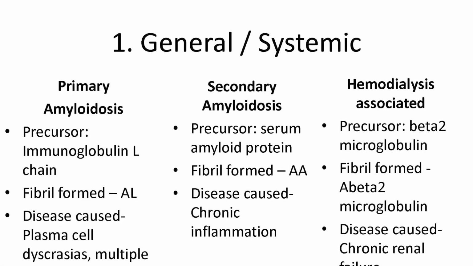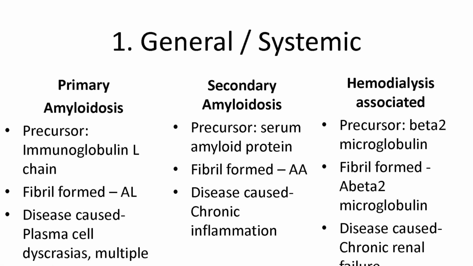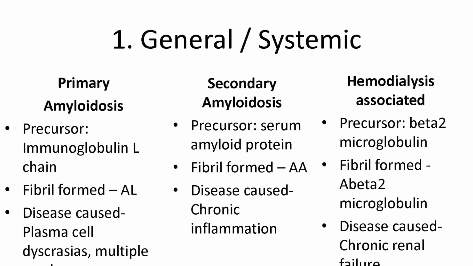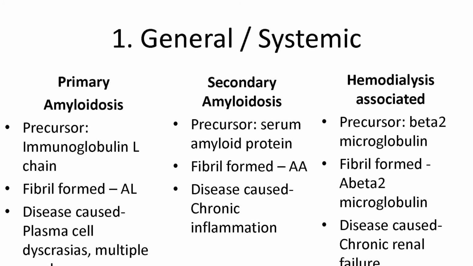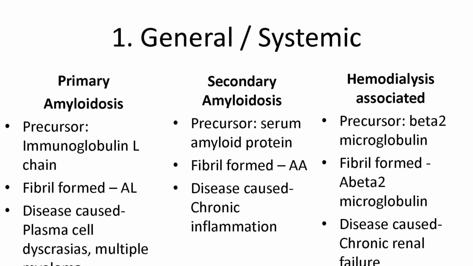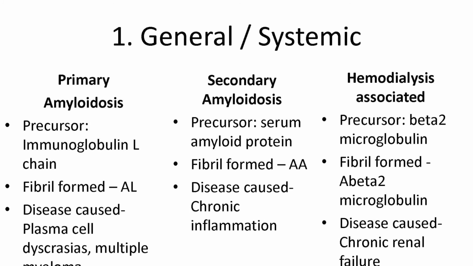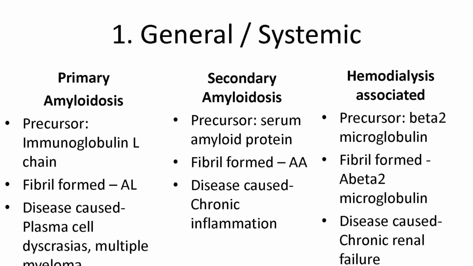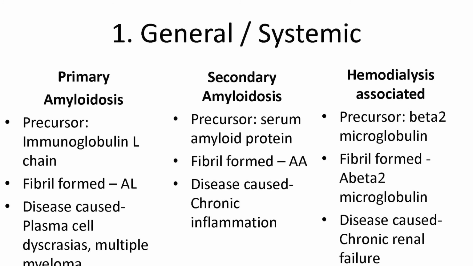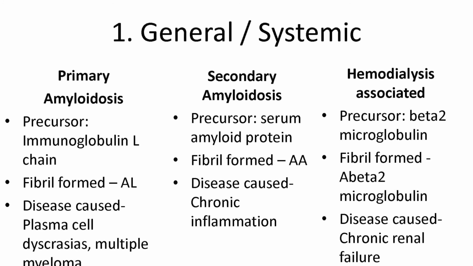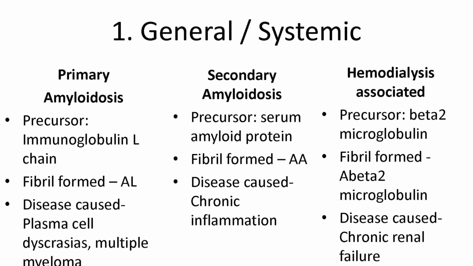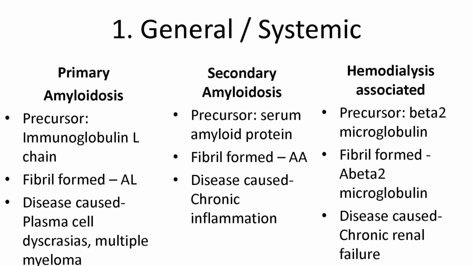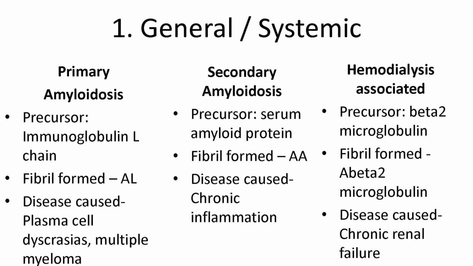Primary amyloidosis, that is conditions where we saw AL protein being accumulated, and conditions where we saw the AA protein getting accumulated. These are all cases of general amyloidosis. Then there is a third type called the hemodialysis associated. In the hemodialysis associated amyloidosis, what we see is that patients who undergo dialysis for a prolonged period of time are predisposed to this particular type of amyloidosis.